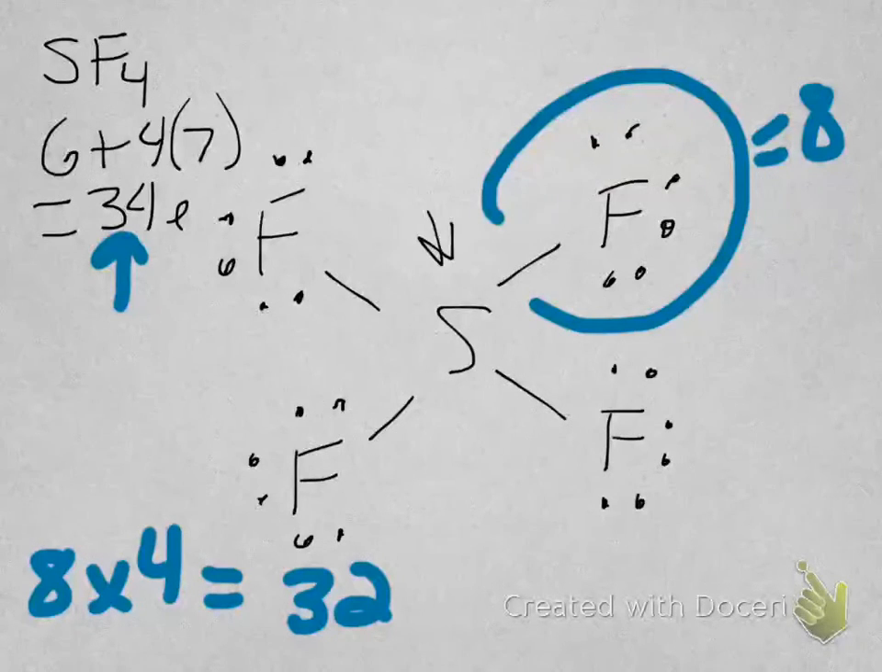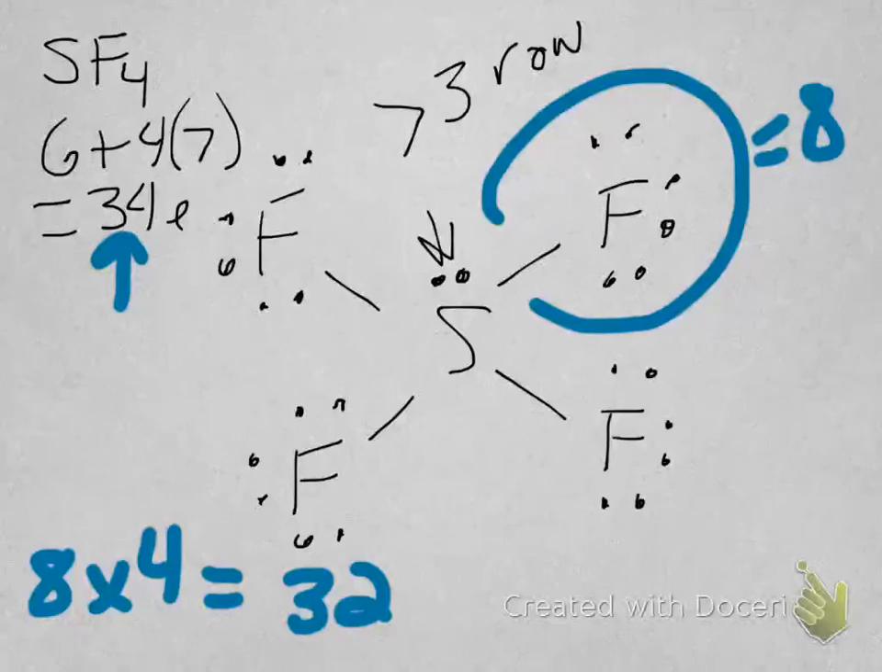Sulfur is one of those elements that is in the 3rd row or greater, which means it can hold extra pairs of electrons if needed. It has an expanded octet. So I can place those final 2 electrons as a pair on the central sulfur atom.